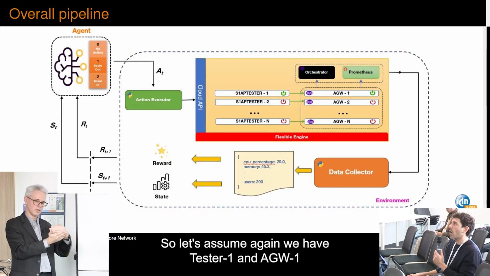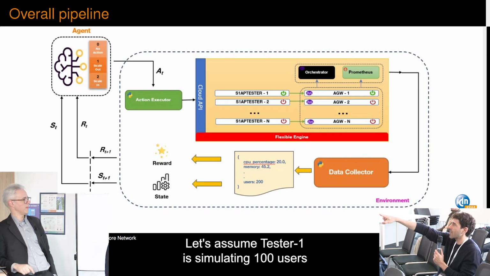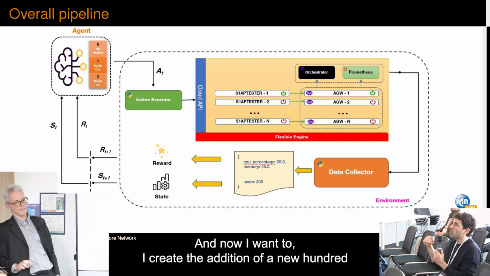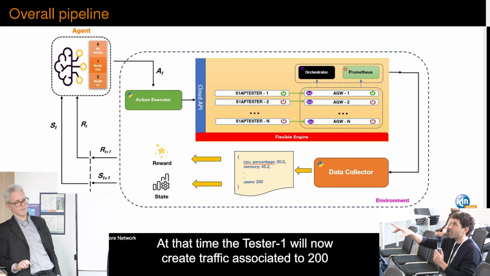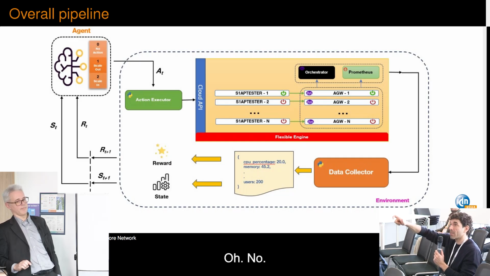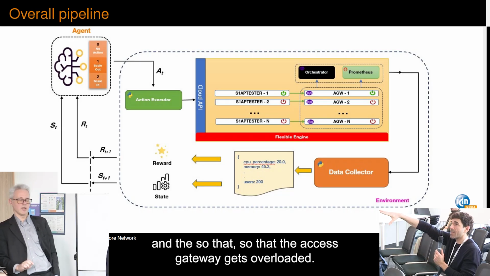I see. So let me understand. Let's assume, again, we have tester 1 and access gateway 1. Let's assume tester 1 is simulating 100 users. And now I create the addition of a new 100. At that time, tester 1 will now create traffic associated with 200. No, no. So that the access gateway gets overloaded.